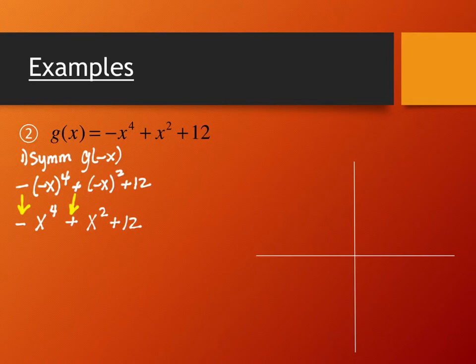Did the signs all stay the same? All change? Or is there some of both? All the same. It is identical to what I started with. These signs and these signs all match. What that means is that the graph is even. It will have some sort of symmetry like a parabola.